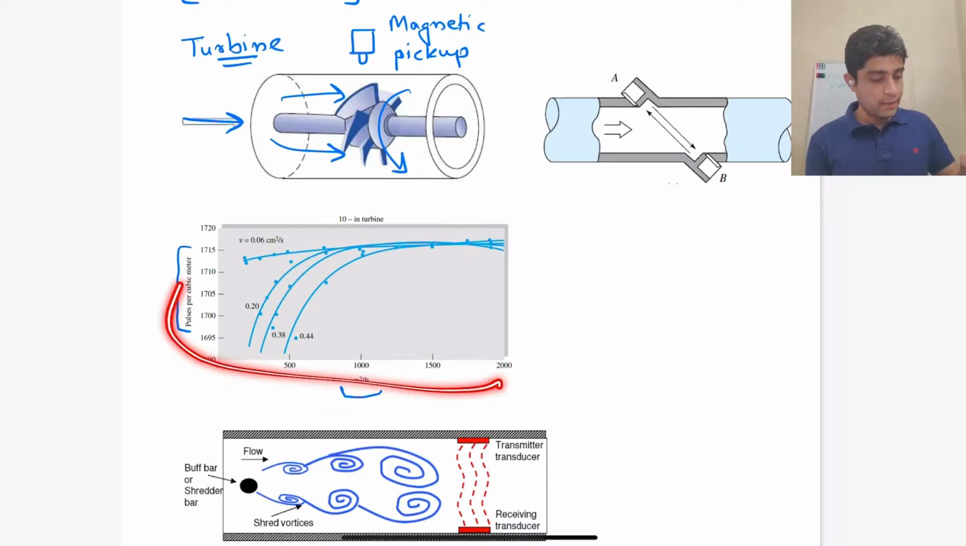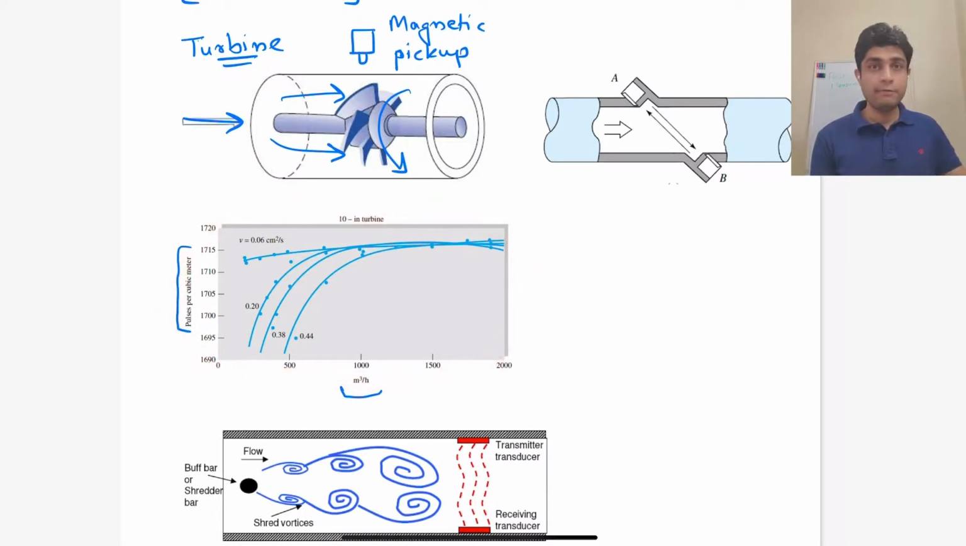And as you can see, the calibration plots are very different for different fluids. So whenever you are installing a turbine meter, you will have to calibrate it for the fluid that you are going to use it for. Since there is no universal curve, this turbine meter is not that useful.